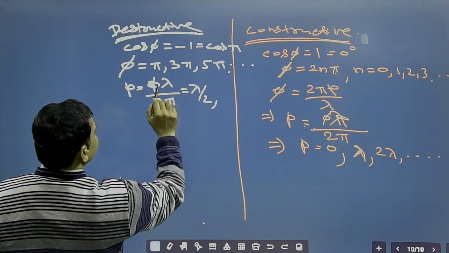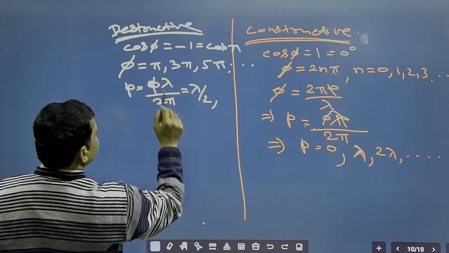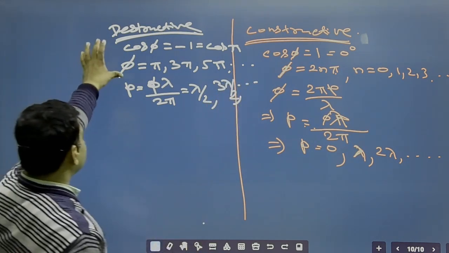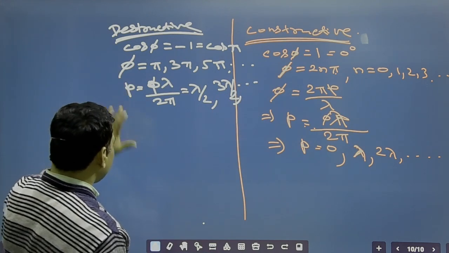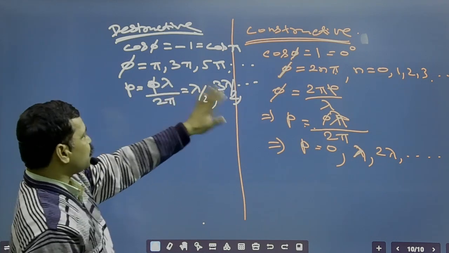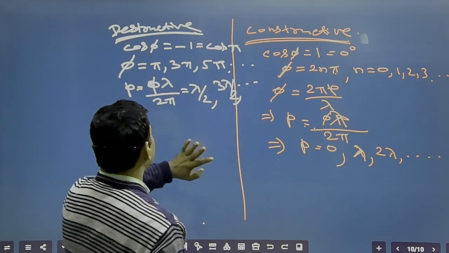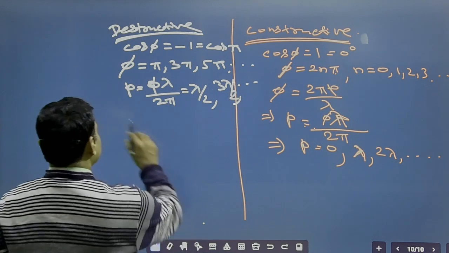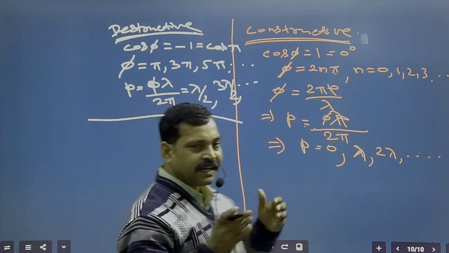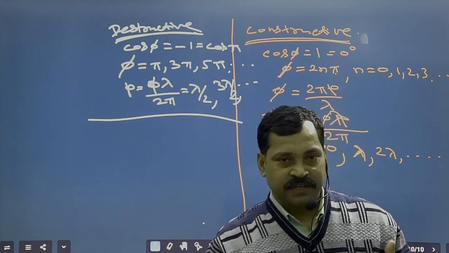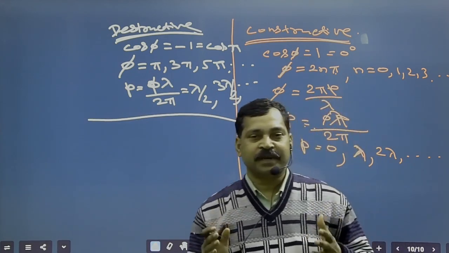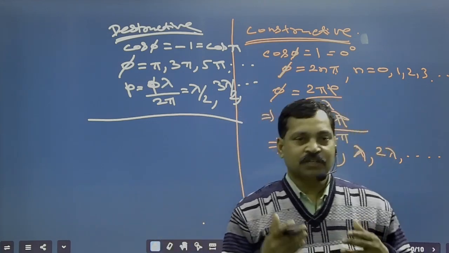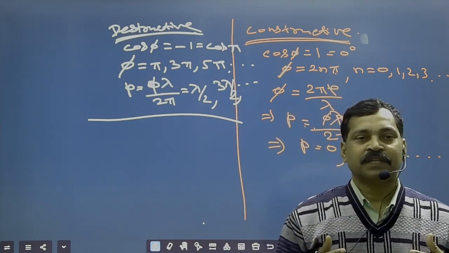Similarly for the second case, this will be 3 pi, so pi cancels out, and this will be 3 lambda by 2. So here we can conclude that we get destructive interference, that is the intensity will be minimum, at path differences of lambda by 2, 3 lambda by 2, that is odd multiples of lambda by 2, and at a phase difference that is an odd multiple of pi. So this part is clear to you. In the next class we'll be discussing Young's double slit experiment, and in that experiment we consider these conditions for constructive or destructive interference.